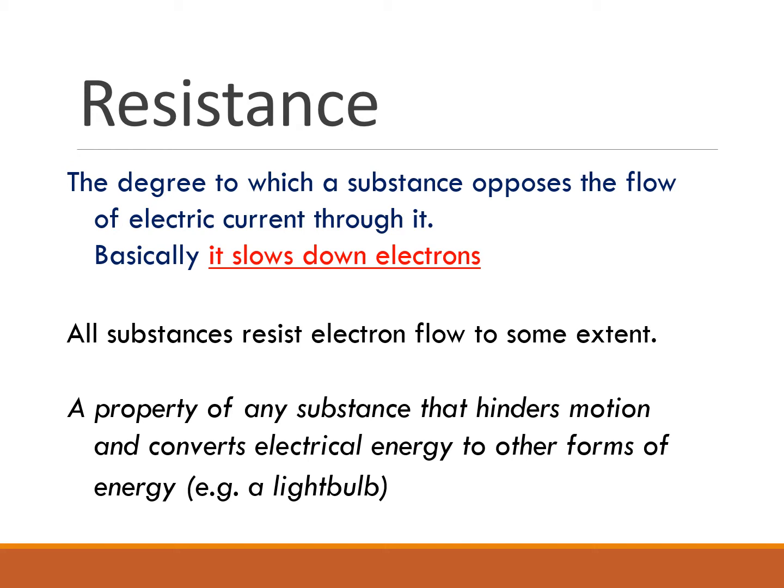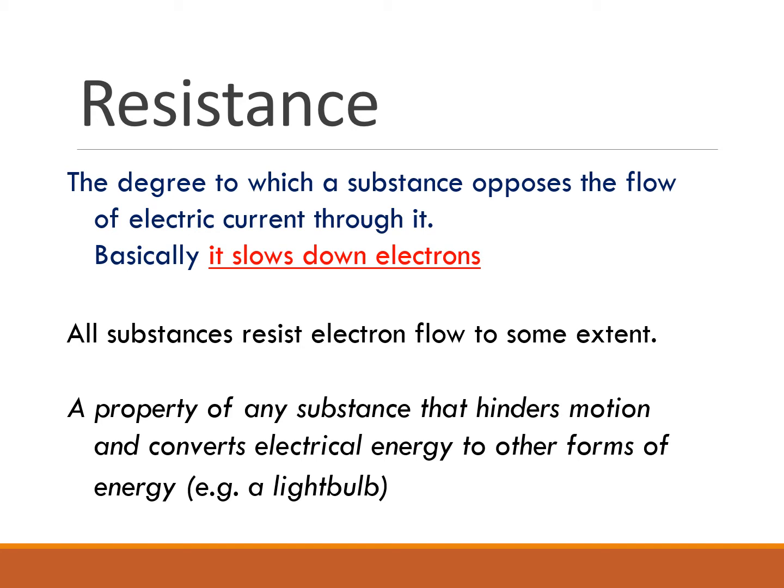And so resistance is the degree to which a substance opposes the flow of electric current through it. Now that's a bit complicated, but basically resistance is something that slows down electrons. And so all substances will resist electron flow to some extent. What do you think is something that has relatively low resistance? So maybe pause the video, give that a thought.